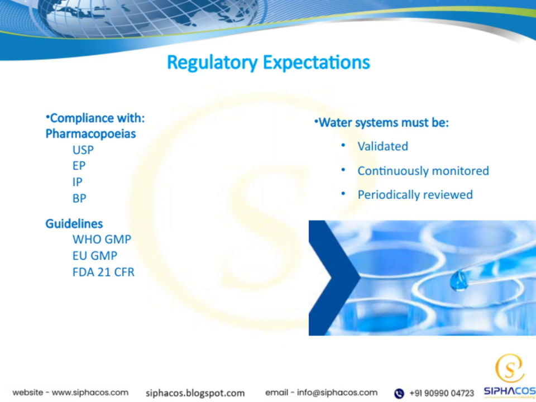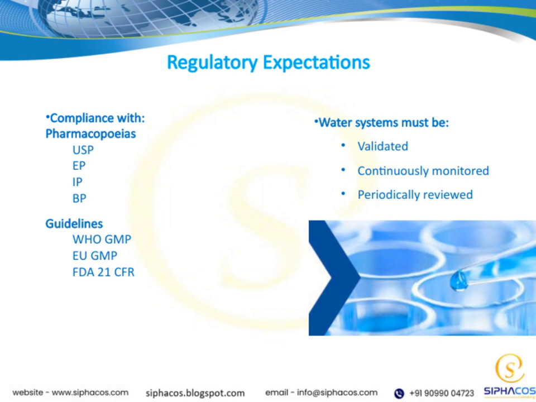We have to keep an eye on system performance in real time to catch any deviations early. Periodic review also plays a vital role, as it allows us to reassess the system's performance and compliance over time. Now, all of this aligns with regulatory expectations.